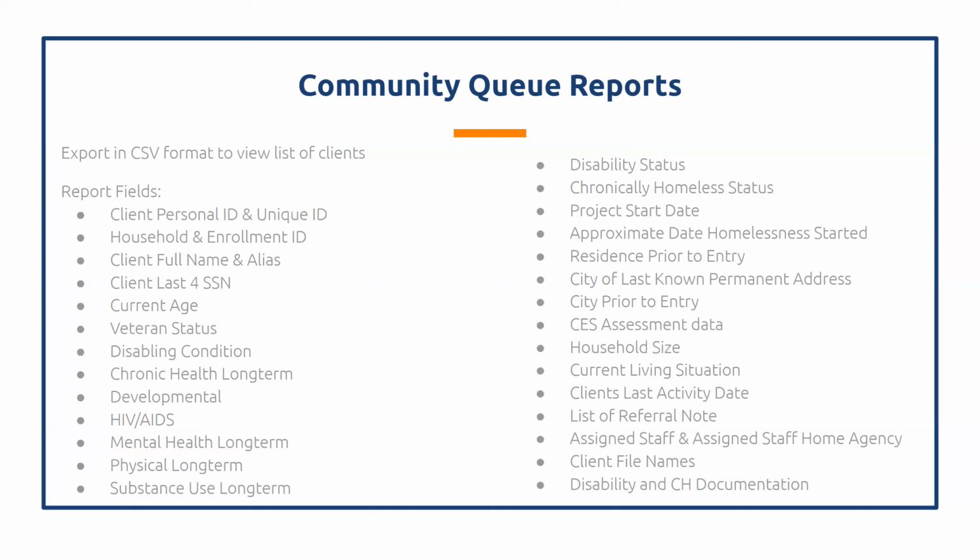So if you run this report and the disability and CH documentation field shows up as no, that's an indication that you need to go and review that client and make sure that the documents uploaded to their profile are public and are uploaded so that they can indicate their disability status and chronic homelessness. You can go to the next slide.